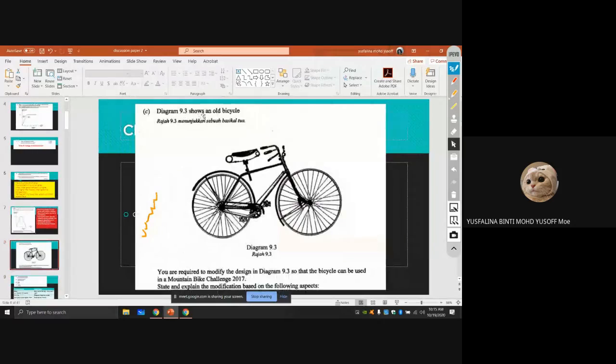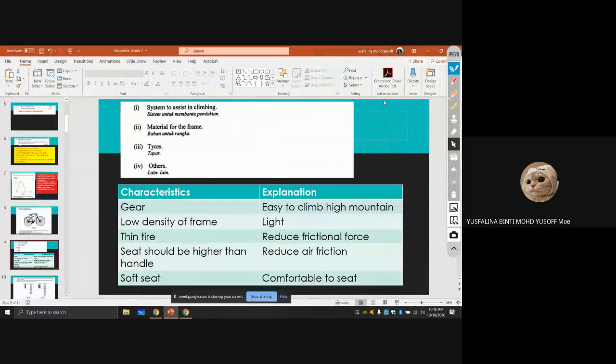Diagram 9.3 shows an old bicycle. You are required to modify the design in diagram 9.3 so that the bicycle can be used in a mountain bike challenge 2017. State and explain the modification based on the following aspects. The first one is the system to assist in climbing. Then the material for the frame. Then the tires and others.